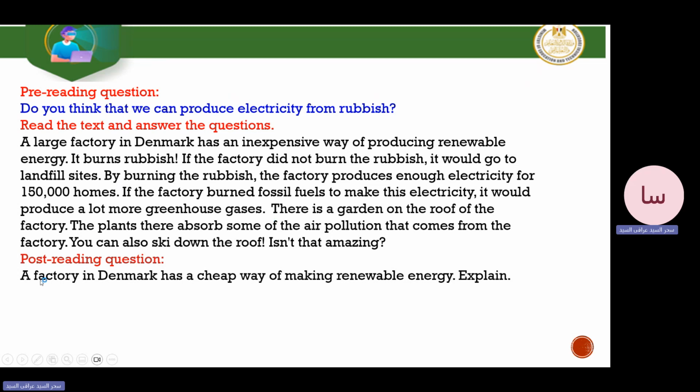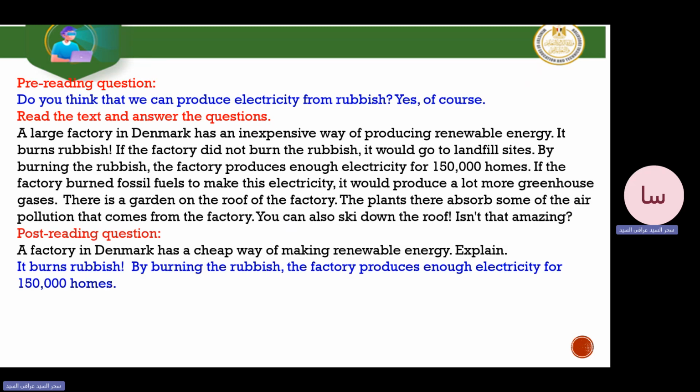Also, I want you to think about the answer of these questions. A factory in Denmark has a cheap way of making renewable energy. Try to explain. Okay, take your time to think of the answer. Okay, let's find the answer together.